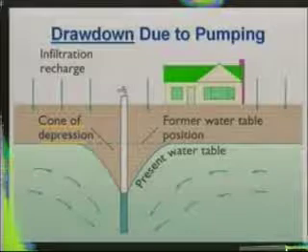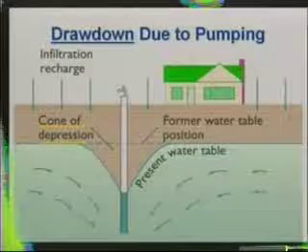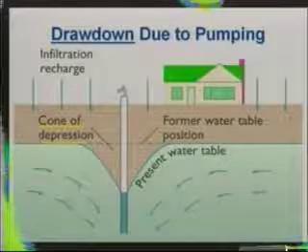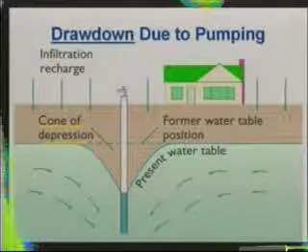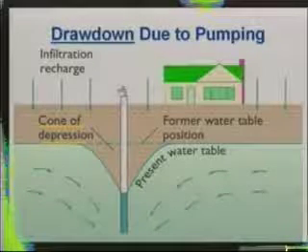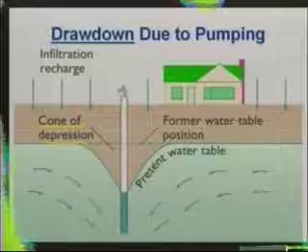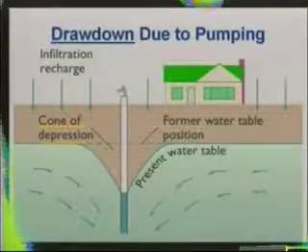The more rapidly you pump, the more you pump, the faster the drawdown, the bigger the width of the cone of depression. So the shape of the feature is called the cone of depression. The process that causes it is drawdown. So remember, drawdown and cone of depression go hand in hand.